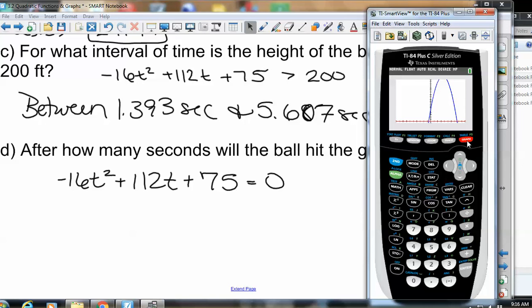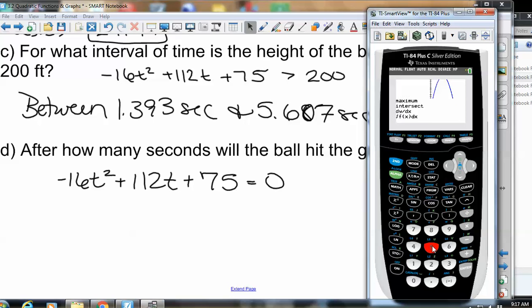Now it technically hits twice. How do I know which one I want? The second one. This one's going to be at a negative time. Would that even make sense? No. Your product, or whatever, the ball was going up and coming back down. I need the second one.